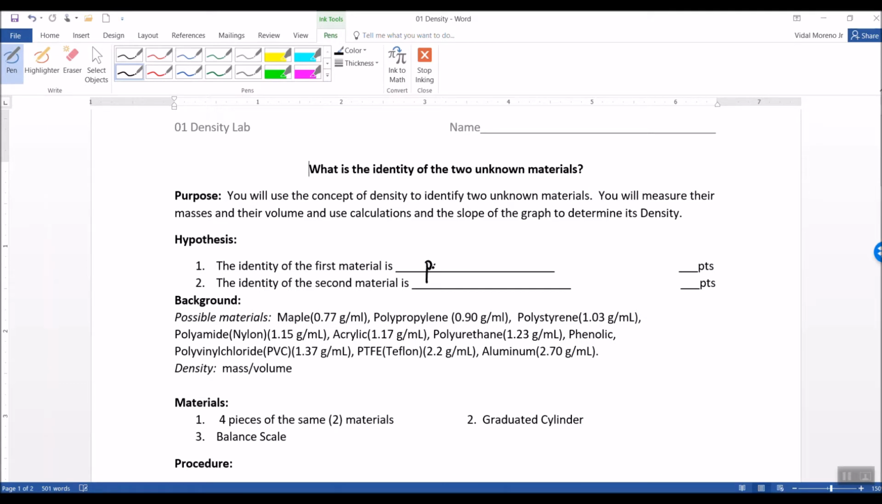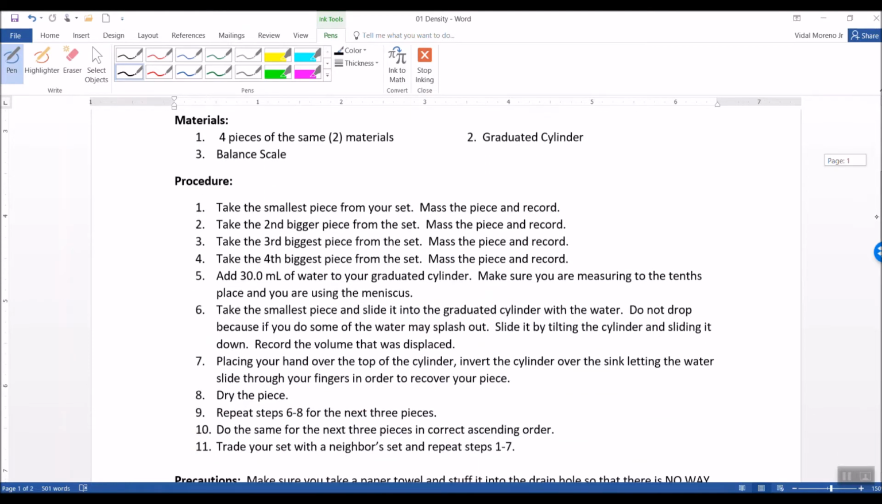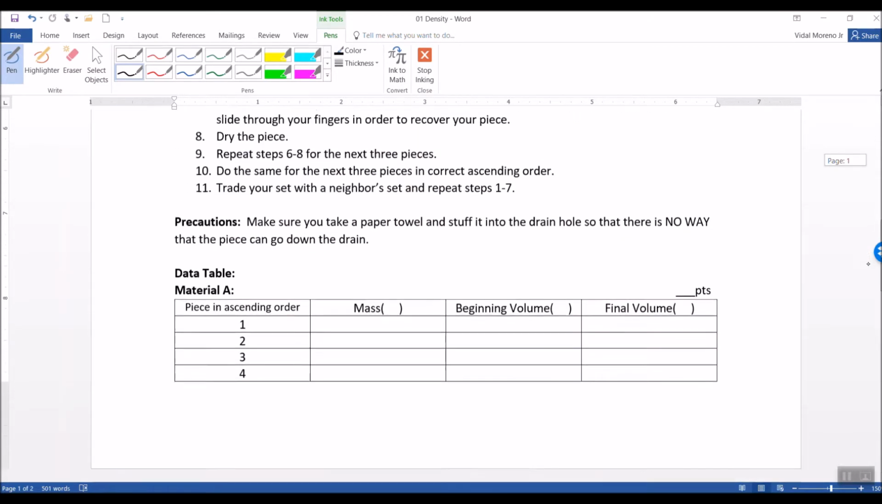So, polypropylene, and maple is my second choice here. Okay, so we went through the lab.